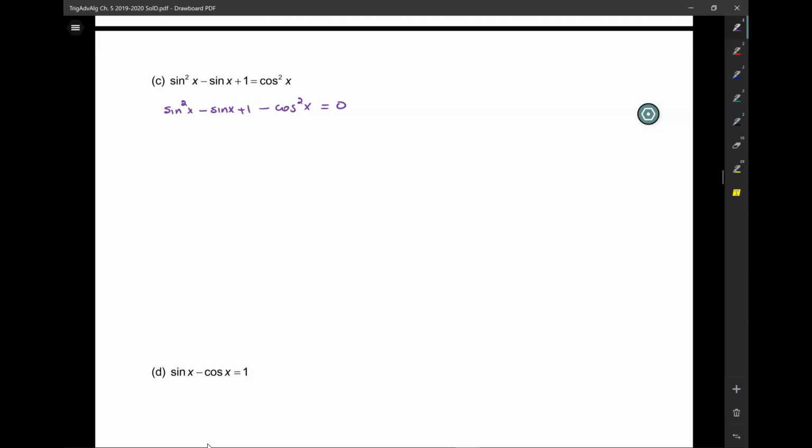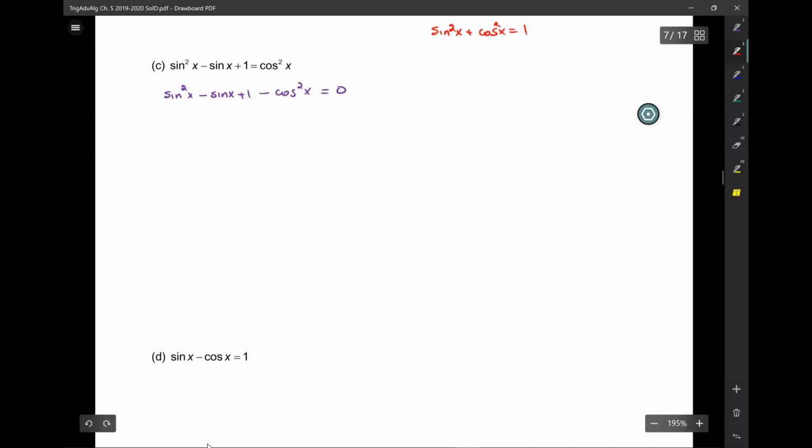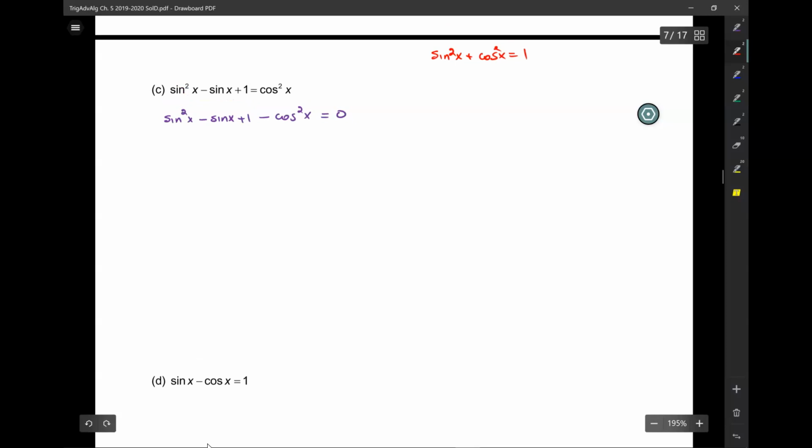So, how to get cosine squared to look like a sine squared? Is there a Pythagorean identity? Yeah. Sine squared x plus cosine squared x is equal to 1. So there are 2 ways we could do this, but what's cosine squared equal to? 1 minus sine squared x.